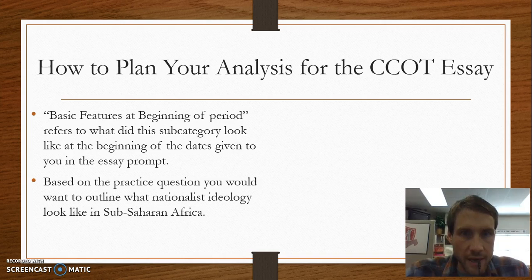Continuing our discussion on how to plan your analysis for the CCOT essay, the second column says basic features at the beginning of the period. In order to show change and continuity, you do need to describe what this subcategory looked like at the beginning of the time period given to you to write your CCOT essay about. In the case of the example I've given you, I'd have to describe what the political laws looked like in the early time period right before World War I.